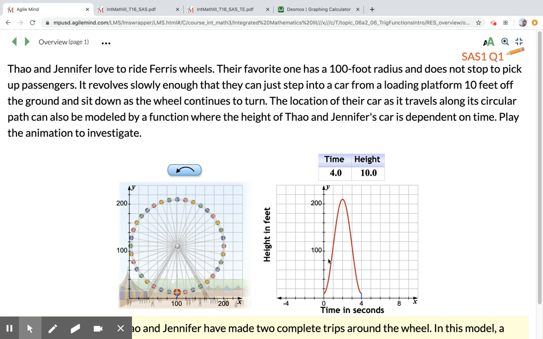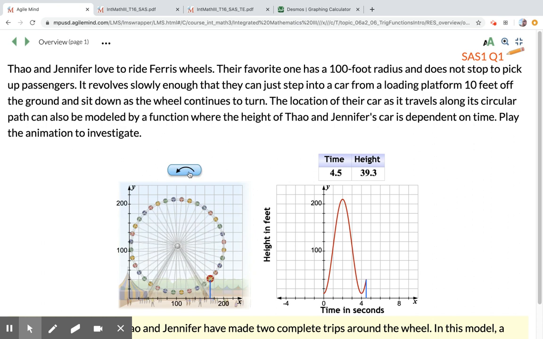So you can see they went up, they went down. And again, my x-coordinate is time. At this point, we're saying that is time down there. But remember, they're doing a second round. They're going to go around twice. So we're going to hit the button again. At 4.5 seconds, they're back to 39.3 feet. You can see where this is going.